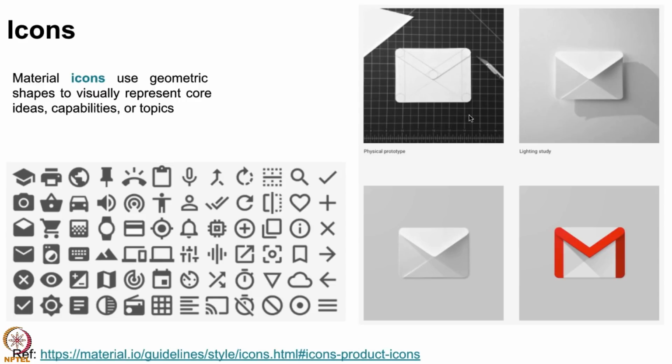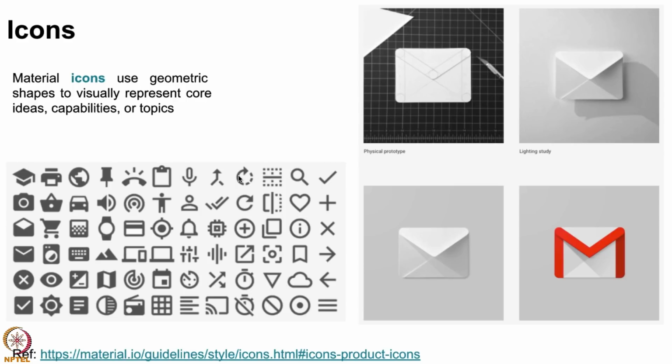In this example, you could see how the icon of Gmail has evolved. They have actually taken paper and crafted it into the probable icon that it could be. They have studied the lighting and shadows of it, and then they came up with the final prototype.